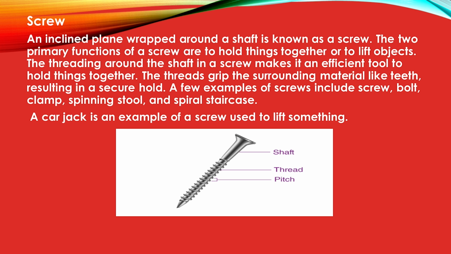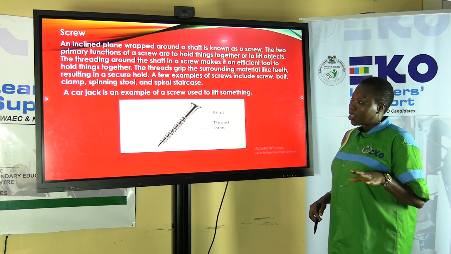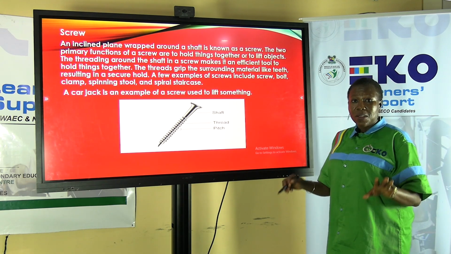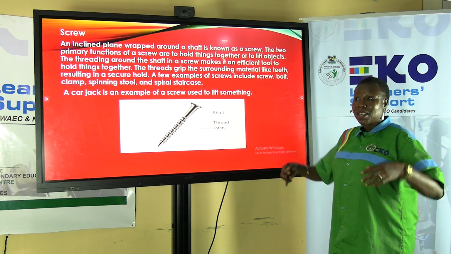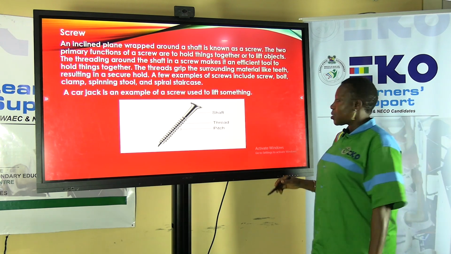A few examples of screws include the bolt, clamp, spinning tool, and spiral staircase. A car jack is also a very good example of a screw used to lift something, definitely large objects, mostly cars.